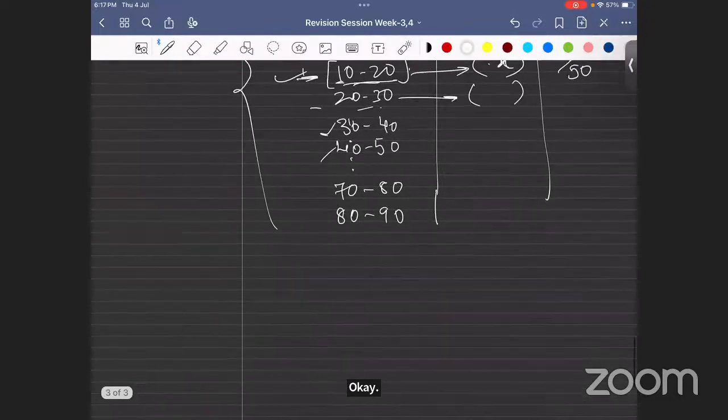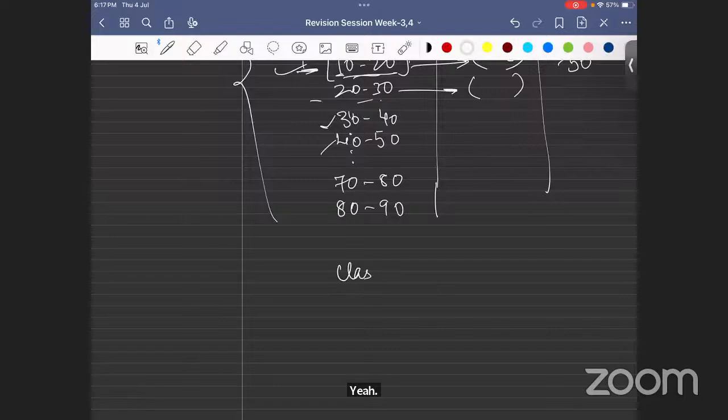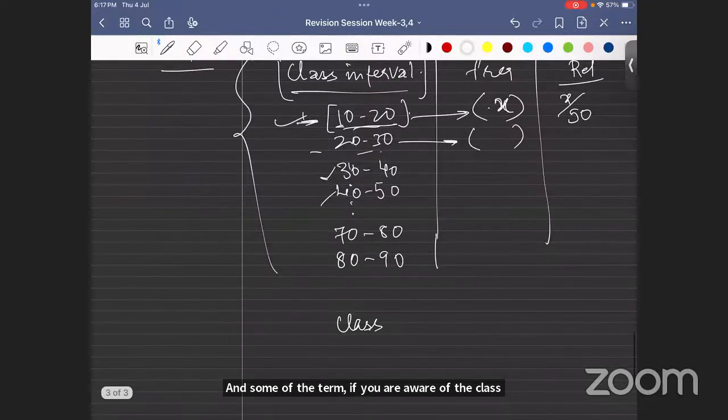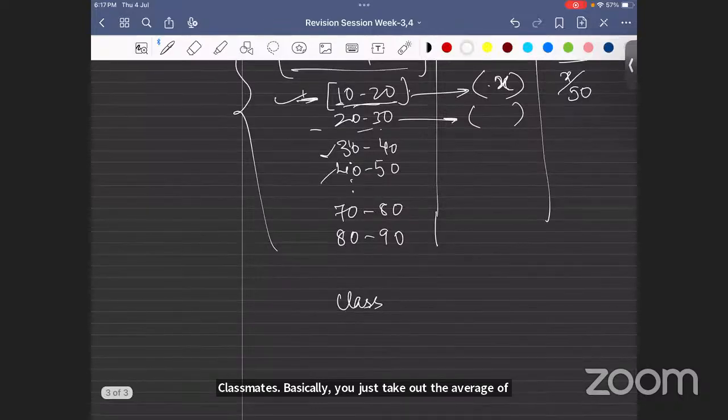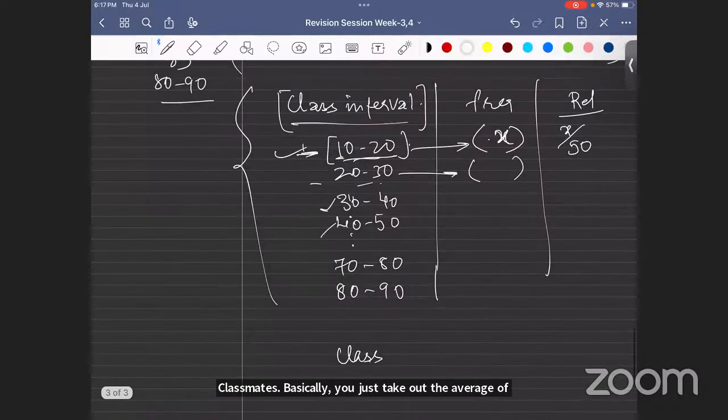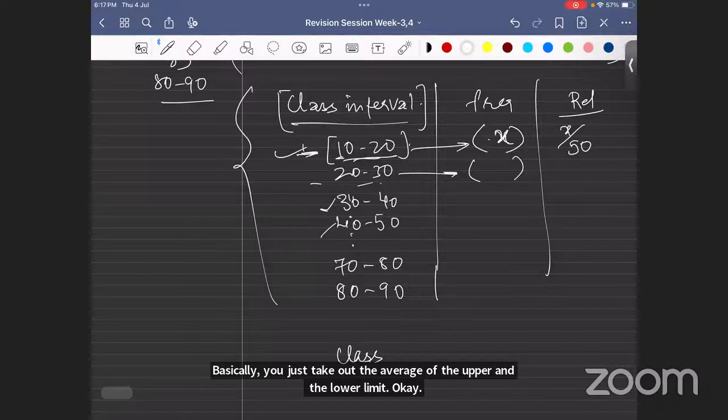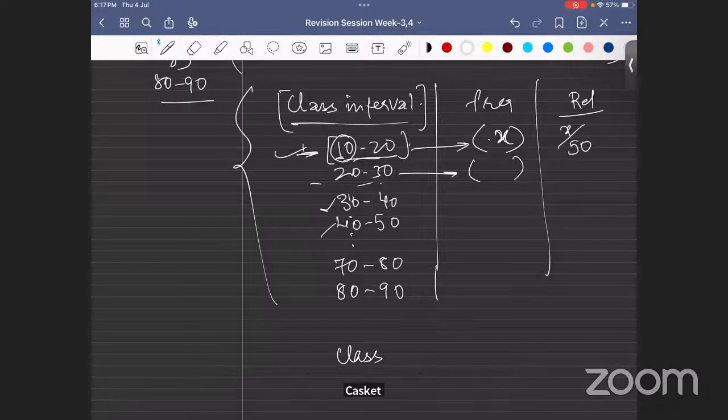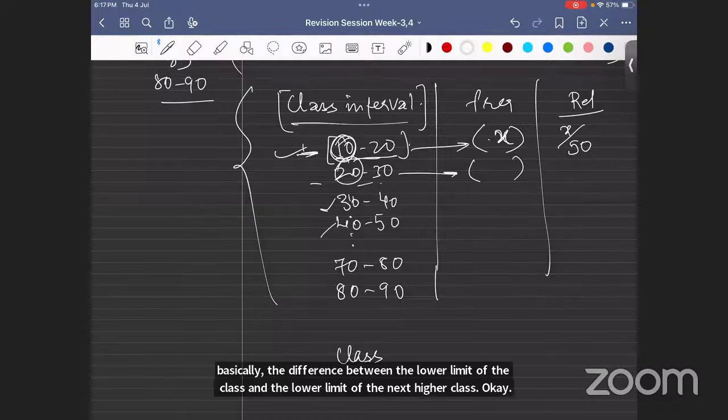Some of the terms: if you are aware of the class mark, you just take the average of the upper and the lower limit. Class width is the difference between the lower limit of the class and the lower limit of the next higher class. Basically 20 minus 10, which is 10, would be the class width.